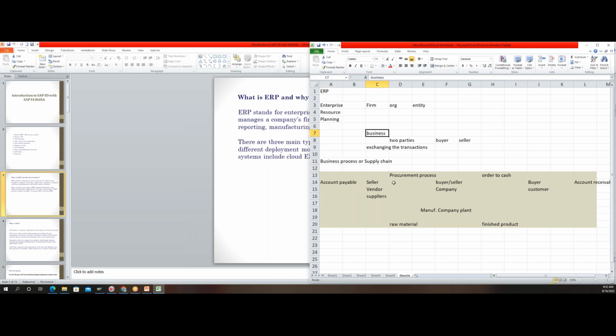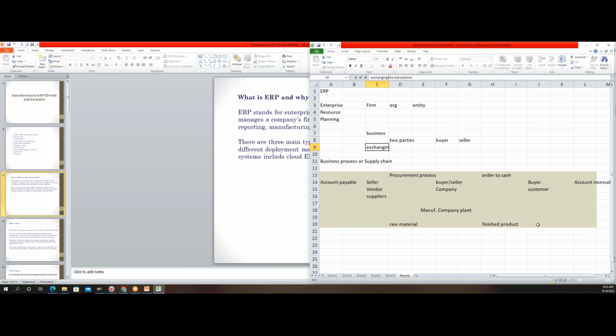So in this overall process, what is happening? Business is happening. What is happening? Exchange of transactions. We are exchanging the transactions. The company is buying and the company is selling, and then payments are received, payments are made. So who is involved? Two parties are involved. Who are they? Buyers and sellers. All right.